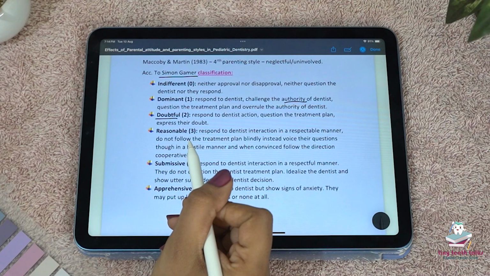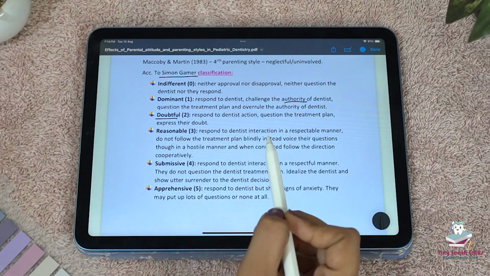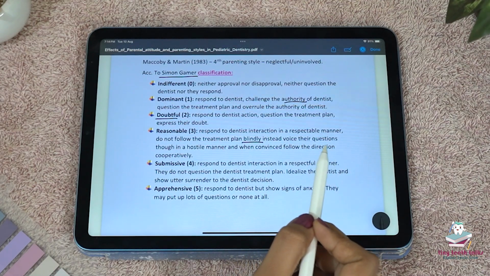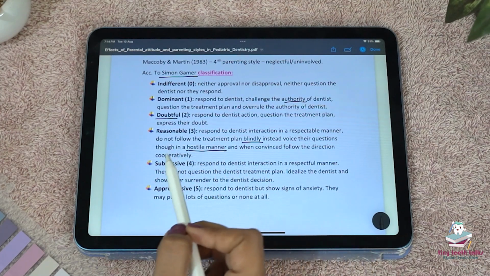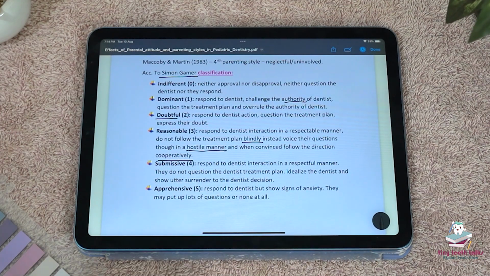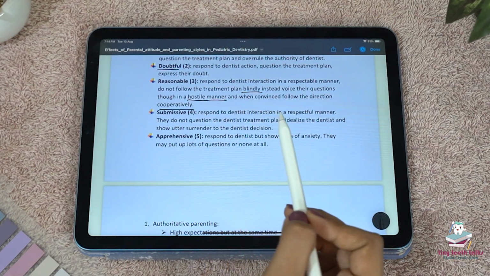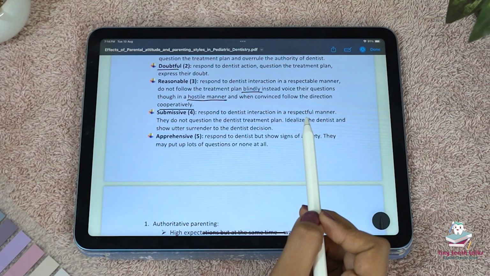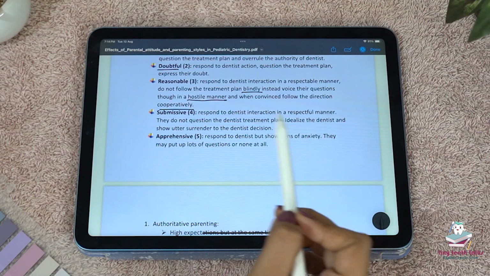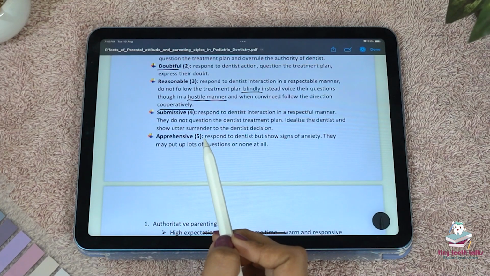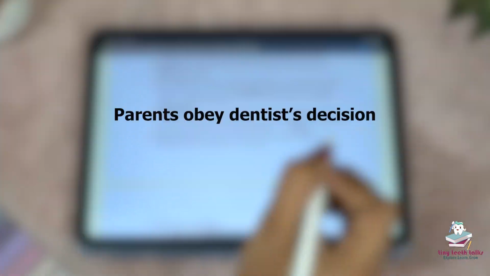The third is reasonable. They respond to the dentist's interaction in a respectful manner but do not follow the treatment plan blindly. Instead they voice their questions, though in a hostile manner, and when convinced follow the direction cooperatively. So basically the dentist has to convince them. The fourth one is submissive. They respond to the dentist's interaction in a respectful manner. They do not question the dentist's treatment plan. They idolize the dentist and show utter surrender to the dentist's decision. So basically they obey the dentist's decision.